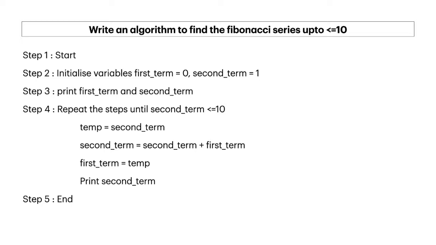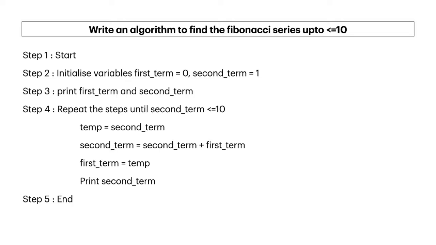In the third step we will initialize first term to the temp variable that we have initialized in step 1, and in the last step we will print second term. So these four steps will be repeated until the second term is less than or equal to 10. When our second term exceeds the condition, then we will get out of this loop and we will have the series of Fibonacci numbers up to 10. And the final step we write in algorithm is end step.